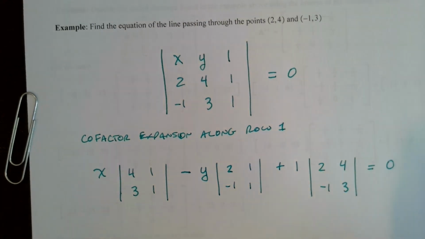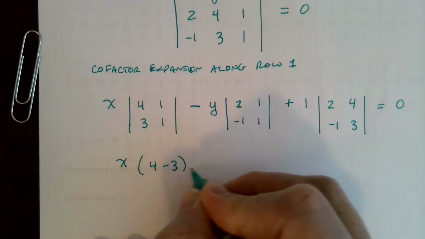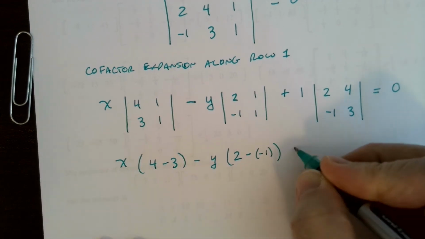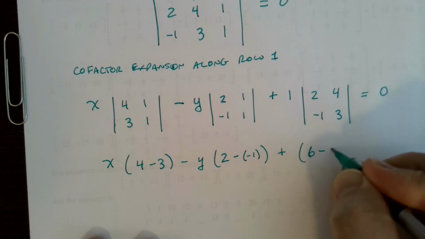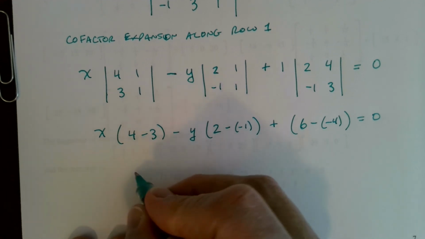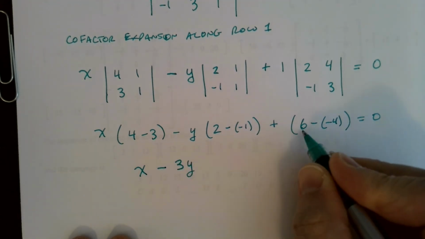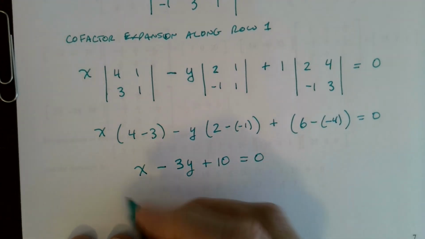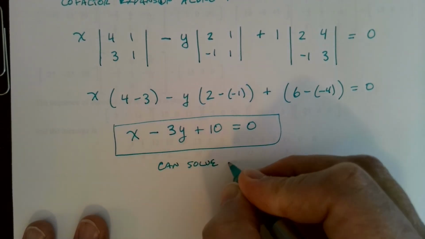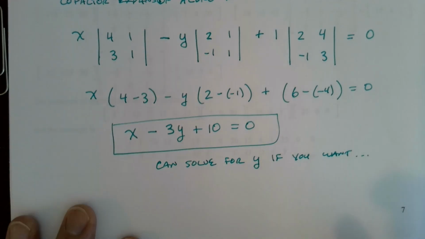And all this is equal to, again, 0. That determinant has to be 0. So what do I have? The x determinant here is 4 minus 3. The determinant here is 2 minus a negative 1. And the determinant here is 1 times what? 2 times 3, 6 minus a negative 4. So this is, of course, 1. I get x. This is 2 minus negative 1 is 3, so I get minus 3y. 6 plus 4 is 10. And there's the equation. If you want to solve for y, you can. You can solve for y if you want to put it in slope-intercept form. But that's the equation, and there it is.